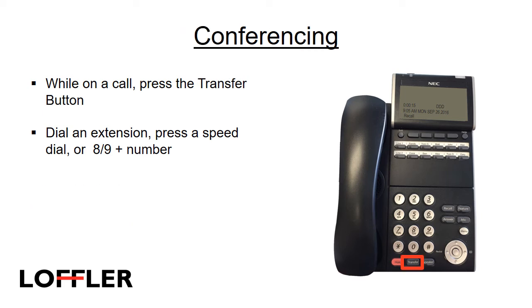To conference a party into a connected call, press the transfer button. The original call is put on hold. Then dial the extension, press a speed dial, or dial the trunk access code 8 or 9, and then the number. Press the conference soft key, and all three parties will be connected.